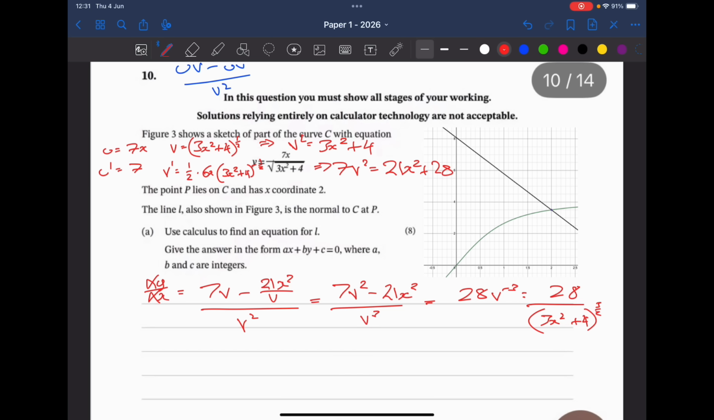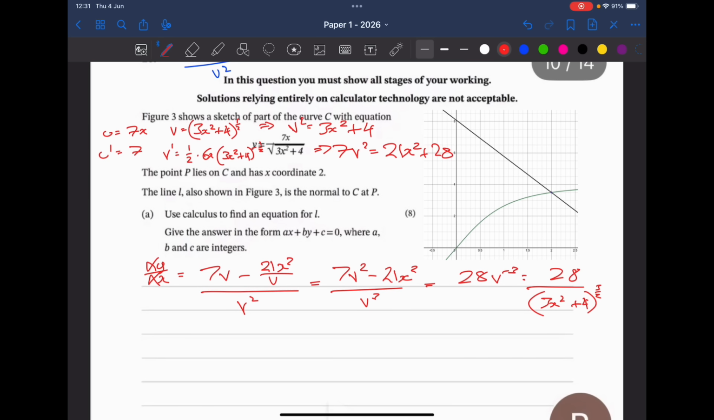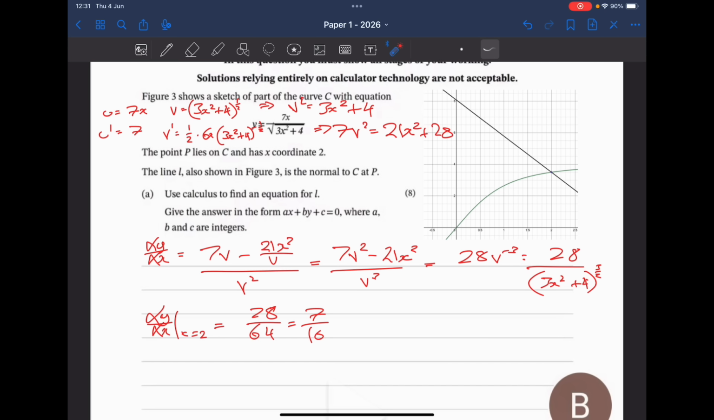That looks good. We want to find the normal when x is 2. So if we plug in x is 2, dy/dx evaluated at x equals 2. The top is obviously 28, and nothing's going on there. The bottom though, what's happening? 2 squared is 4, times by 3 is 12, plus 4 is 16, square root is 4, cube that is 64. Can we cancel that down? Yeah, we can have a 14 on a 32, and then we can have a 7 on a 16. So that's the gradient of C. We want the normal curve. So that tells us the gradient of the normal is going to be minus 16 on 7.